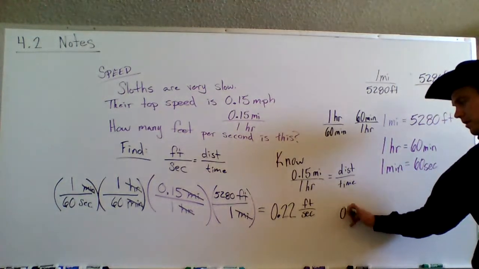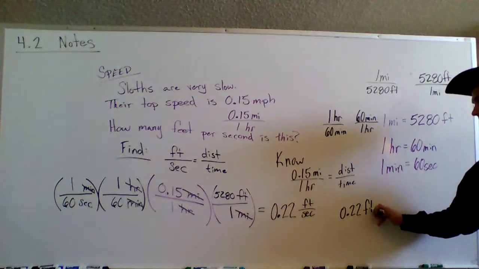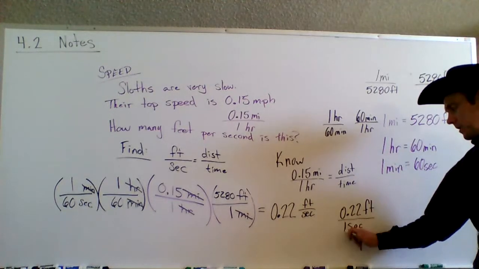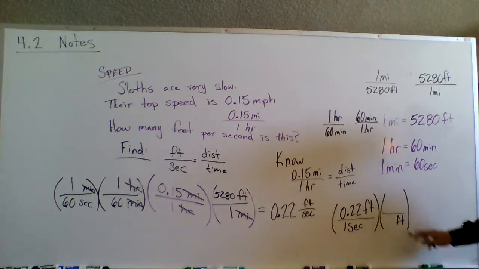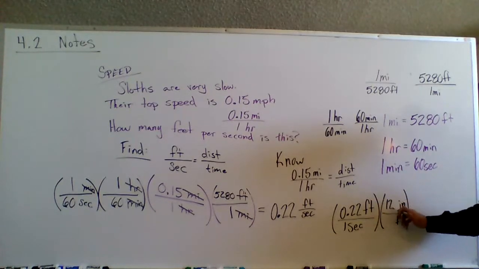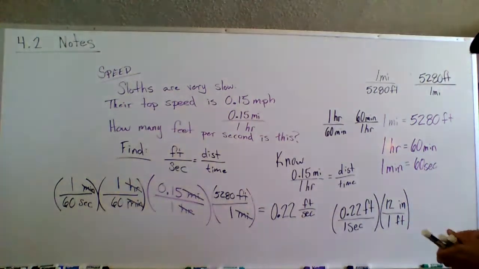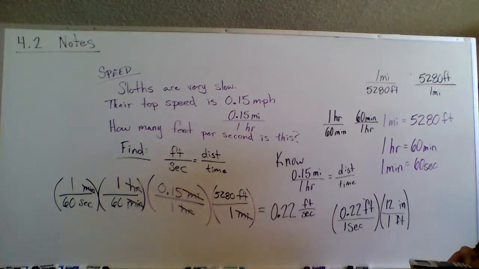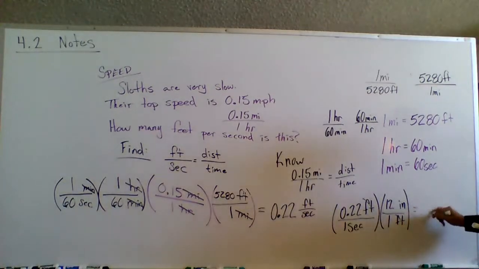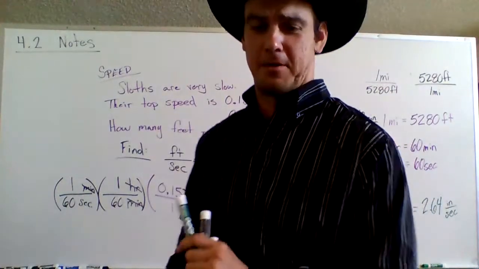So if this was 0.22 feet for every second, I don't want feet. I've got to get rid of feet. I put feet on the bottom. I want to go feet to inches, right? I asked how many inches per second this would be. There are 12 inches in 1 foot. So what happens here is my feet cancel. All I would do is take 0.22 times 12. So the top speed of a sloth is really going to be 2.64 inches per second, which I find fascinating to be that slow.